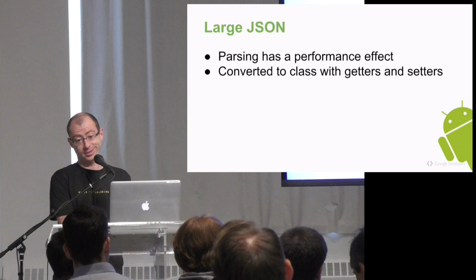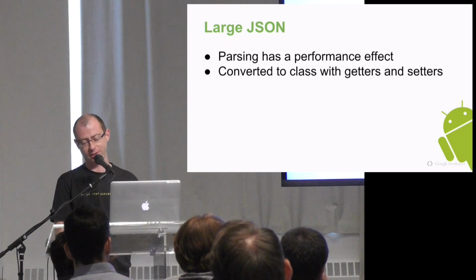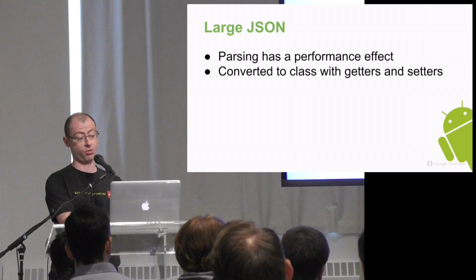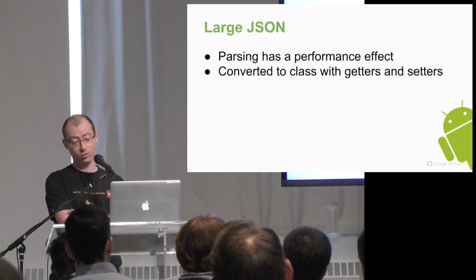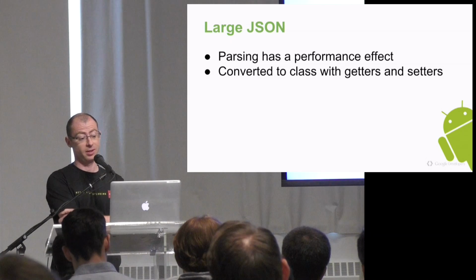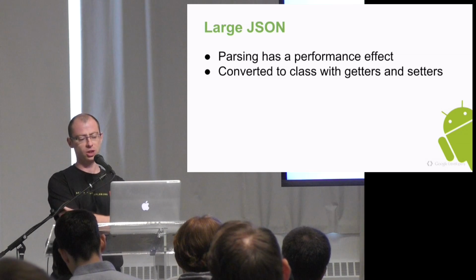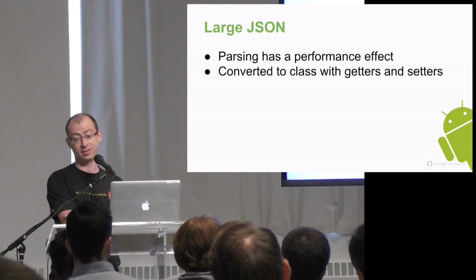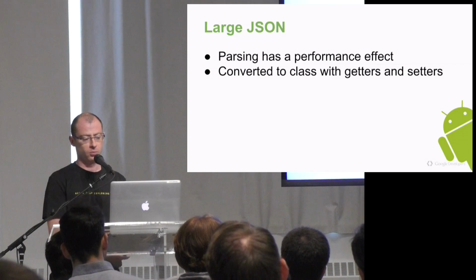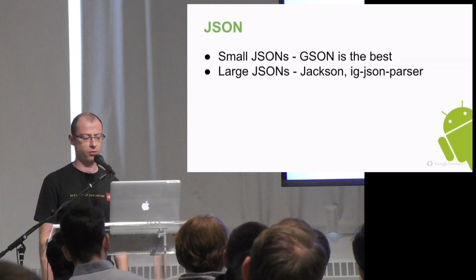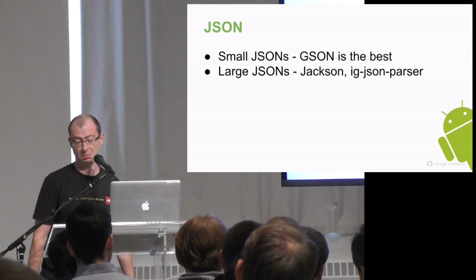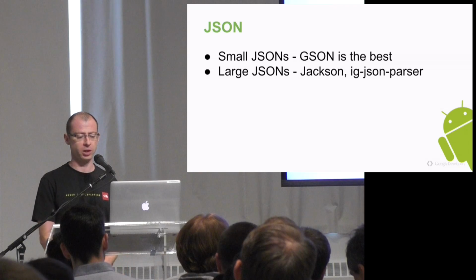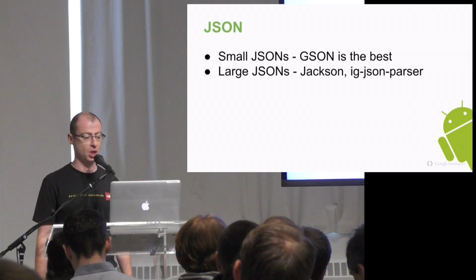Large JSONs. Yes, this is another component of things you shouldn't do on the UI thread, because parsing of large JSONs has a performance effect, especially if converted to a class with a lot of getters and setters. So what we have found so far is if you have a small JSON, the JSON library, also made by Google, gave the best results.